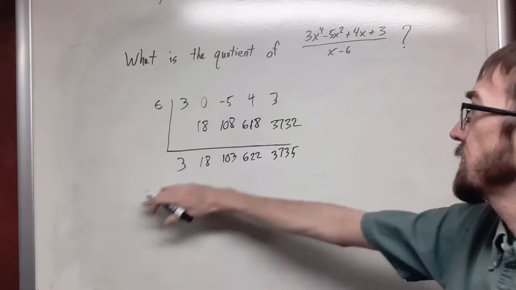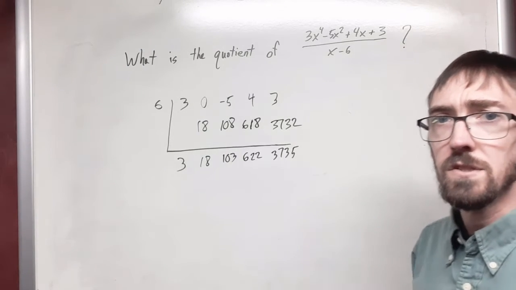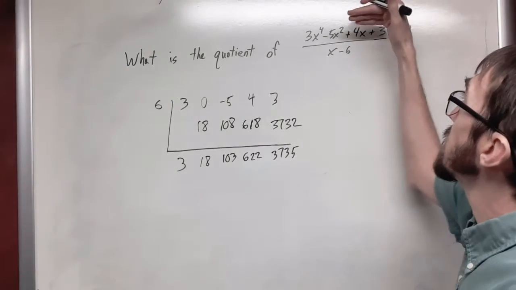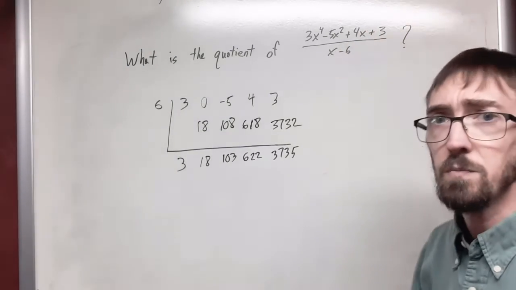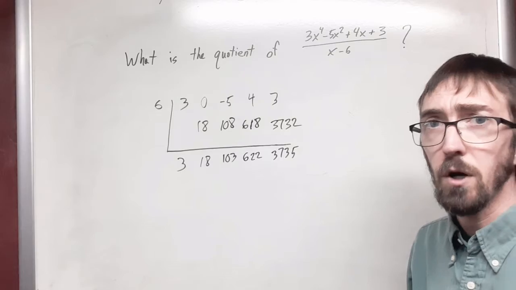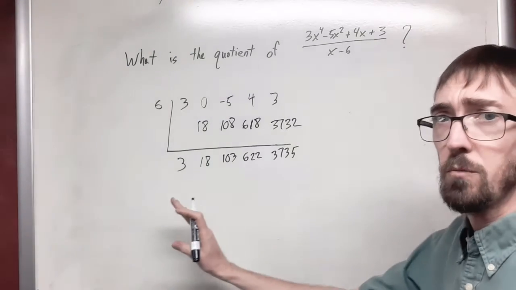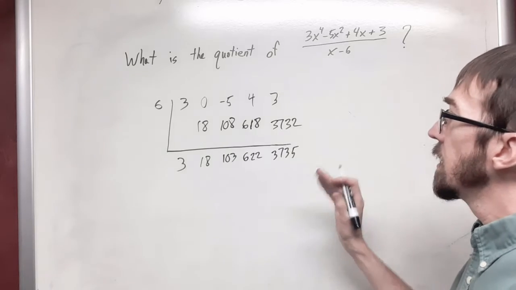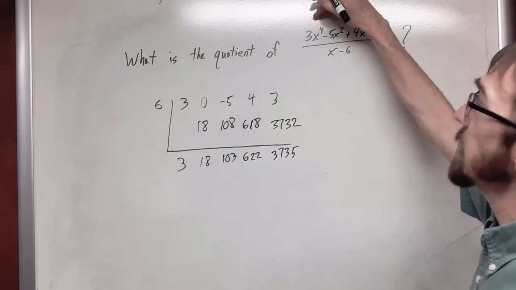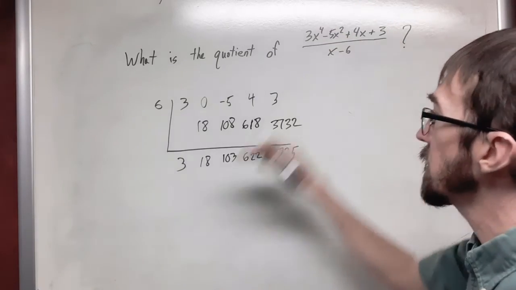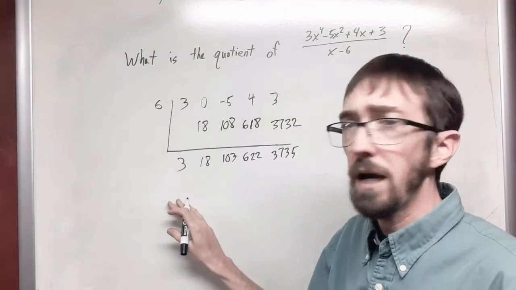3,735. Now this final line here, this is known as the depressed polynomial. This is going to be the quotient of this polynomial divided by this polynomial. This doesn't look like a polynomial yet. We have to add the independent variable back in here with all the powers. But when we do that, we do one less power than we started with in the numerator. So we started with a 4th power. We're going to insert a 3rd power here.